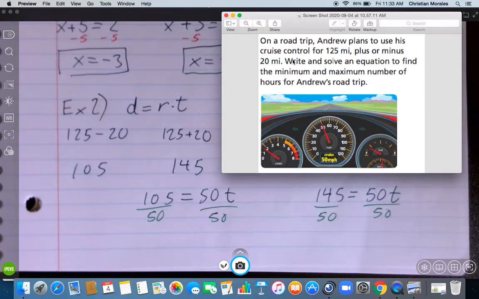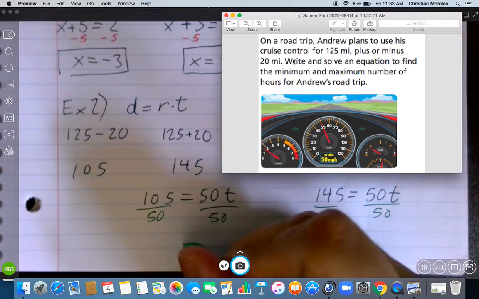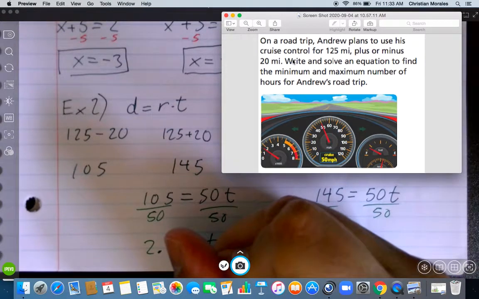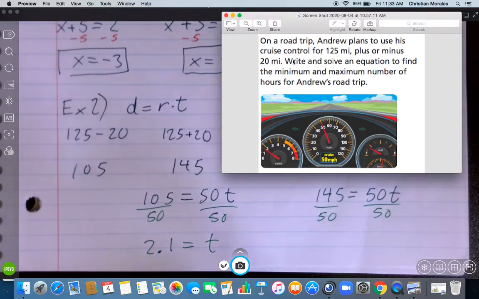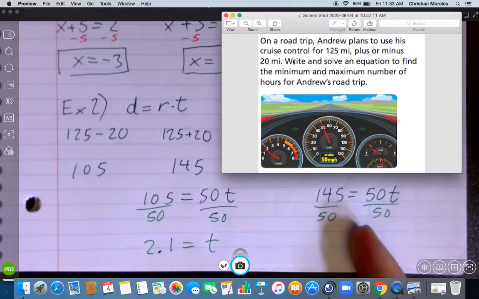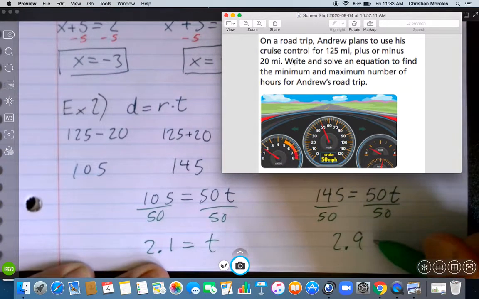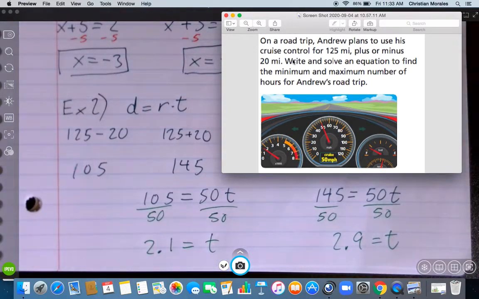My first one, I'm getting the answer is 2.1. And in this one, I'm getting 2.9. Okay, so the question is, how long does it take, right? Find the hours. So this is 2.1 hours and this is 2.9 hours, almost 3 hours. So that's about how long he's going to be on cruise control.